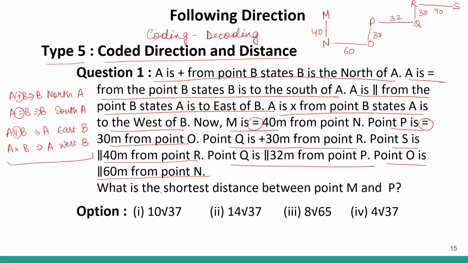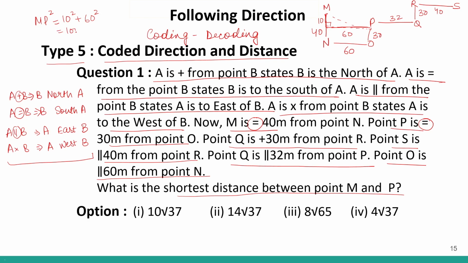Now, the question is we have to find the shortest distance between M and P. So M is over here and P is over here. So on a straight line basis, if I draw a right angle triangle like this, we'll use Pythagoras theorem. So this distance will be what? 10, and this distance will be what? 60. So MP square will be 10 square plus 60 square.